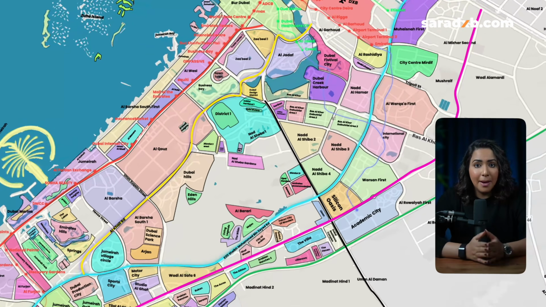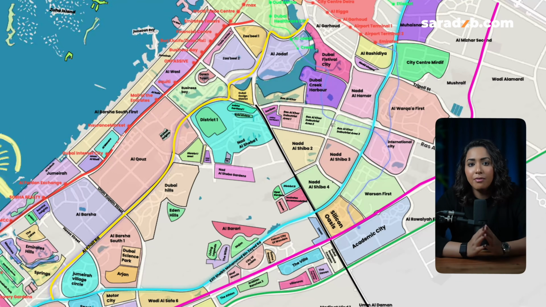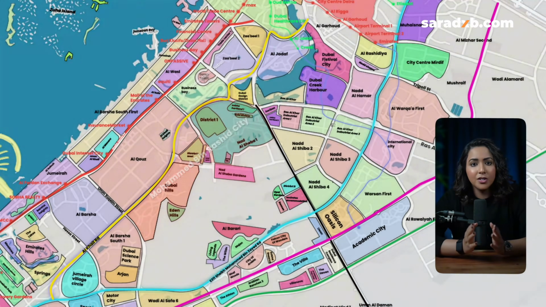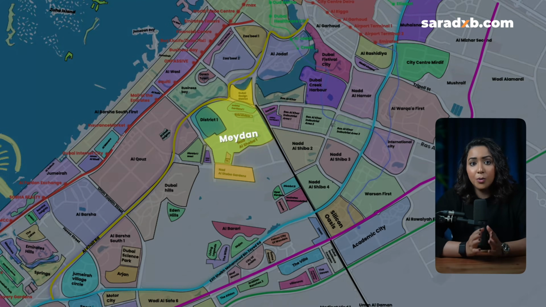Within this Al Khail belt, two major anchors define the strategy: Mohammed bin Rashid City and Meydan. Mohammed bin Rashid City is a massive mixed-use district located just minutes away from downtown. It represents the city's mid-term growth engine. Then here we have Meydan, originally built around a classic race course.